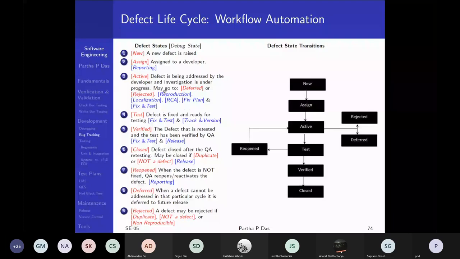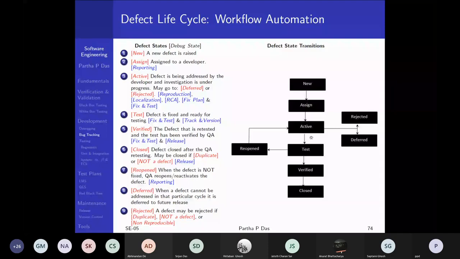Then it goes to test because it has been fixed. So the defect is fixed, is ready for testing. So then the QA will come and verify, do the fix and test and release. And once it is released, then it becomes closed. It has been done with. Or alternately, this verification could fail. So then it goes to reopened and naturally gets back to the same developer as active. This cycle may go on.